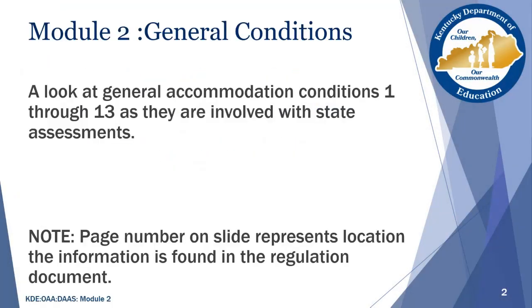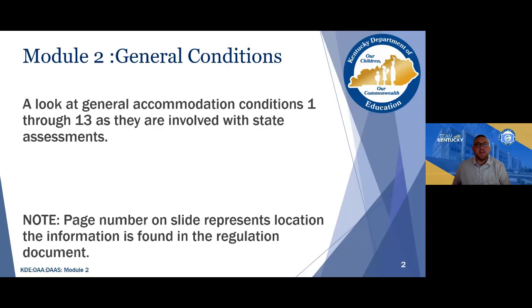Welcome to Module 2 of the Inclusion of Special Populations Regulation 703 KAR 5:070. Module 2 will focus on the 13 general accommodation conditions often seen in state assessments, from being used routinely during instruction to changes in administration or recording of answers and their consistency.